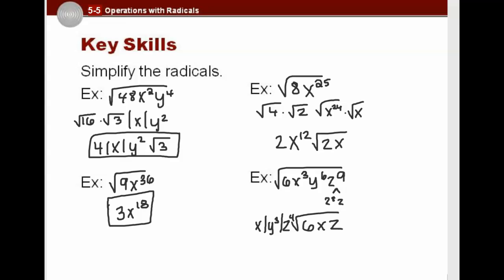Everybody okay with that simplifying process? We start to see the pattern now. So you're looking for the even and then dividing by 2. And if you have an odd, you will always have 1 left on the inside.